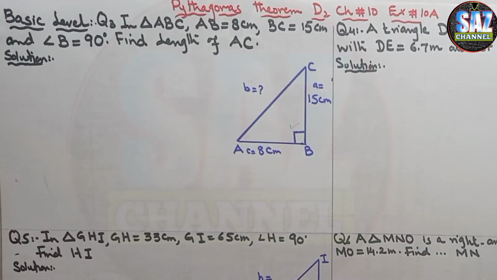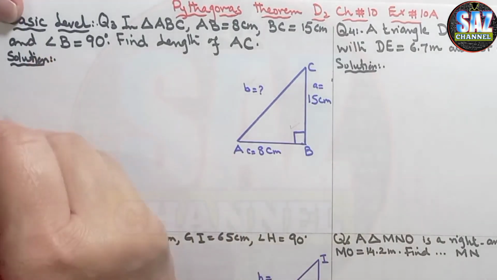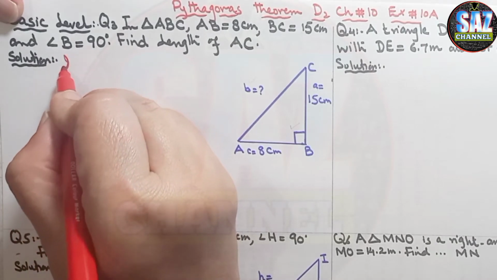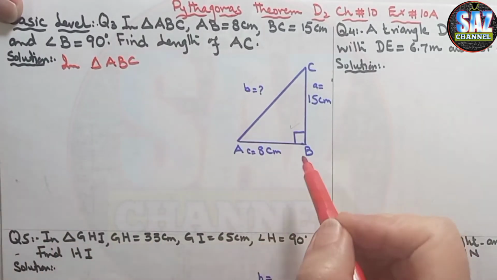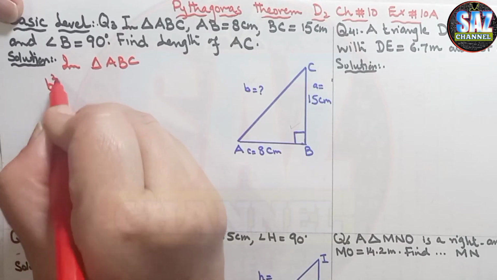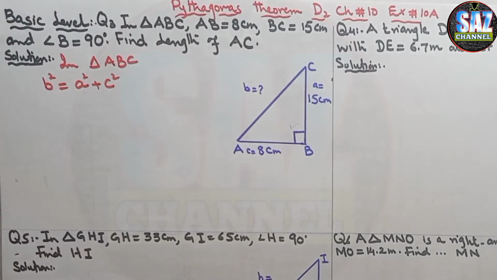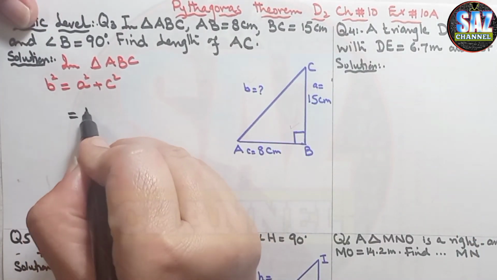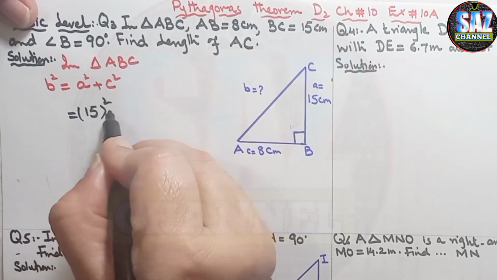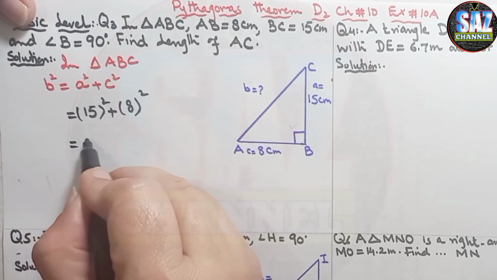So what we have to do, we have to write the basic Pythagorean equation according to the need of the question. In triangle ABC, b square will be equal to a square plus c square. Now we have to see that the value of a is 15. So insert the value here, 15 square plus 8 square.